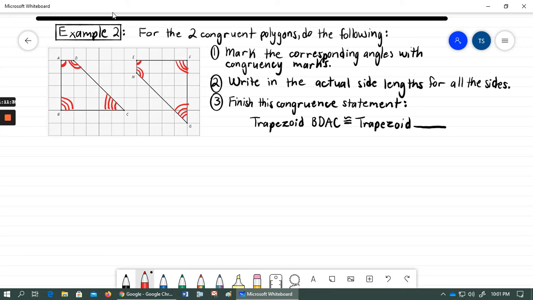Since we just now marked our corresponding angles, which angle goes with angle B? Because we have to put them in a certain order. The corresponding angles in this congruent statement have to be written in the same order. So which angle corresponds with angle B? Well, we just marked it. Angle F corresponds with angle B.